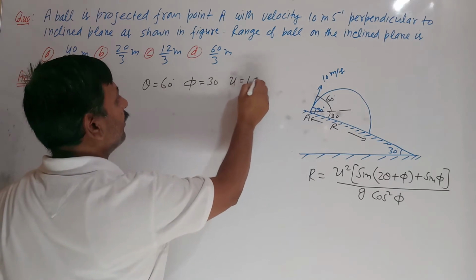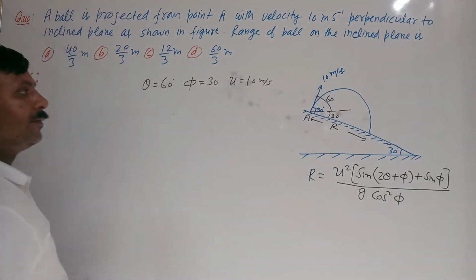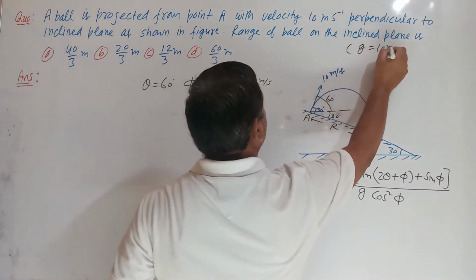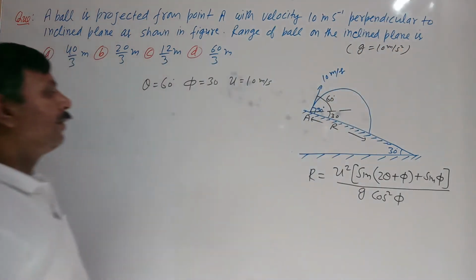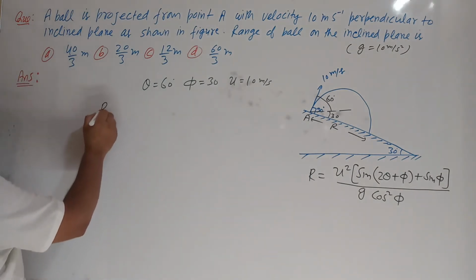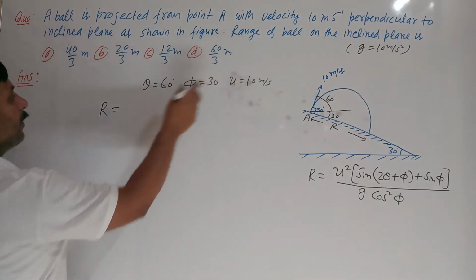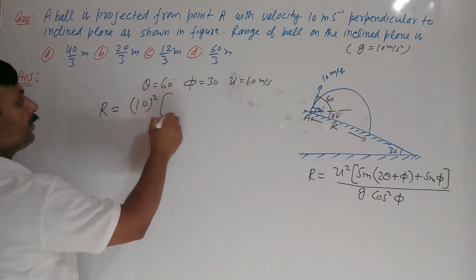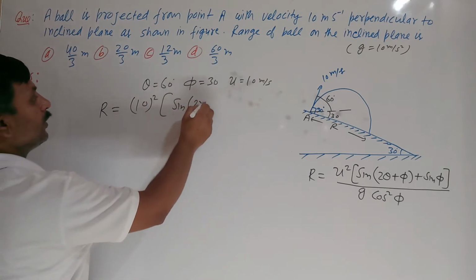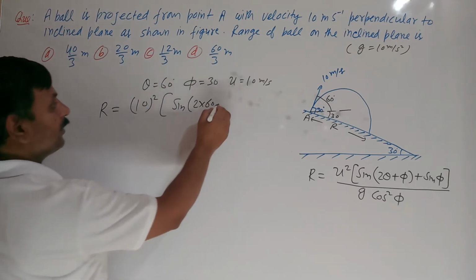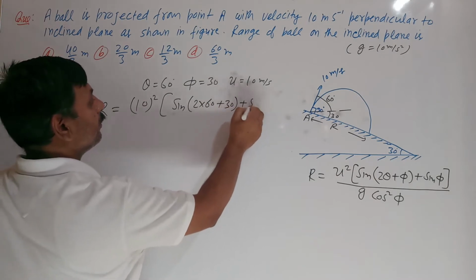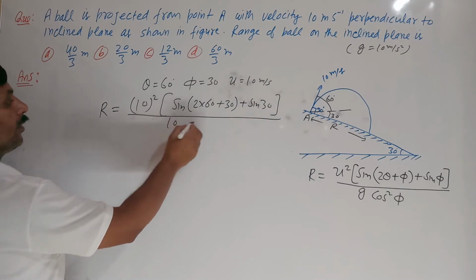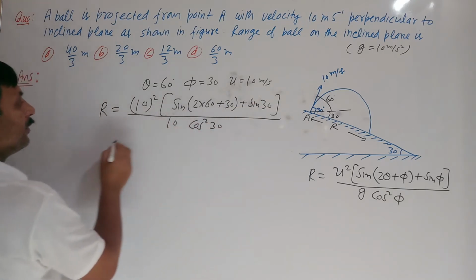Initial velocity they have given is 10 meter per second. G also they have told us to take as 10 meter per second square. What will be the range? By formula, R is equal to what? U square, 10 square, sine 2 theta, that is 60 plus 30, plus sine 30, divided by G cos square 30.